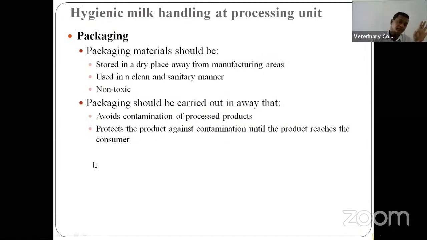Then the processing is over. Then the product has come out, it has to be packed. The packing material should be of good grade. The primary packing, what we call it, it should have. Say, for example, it is milk. The milk has to be packed in polythene pouches. This material should be of good grade.